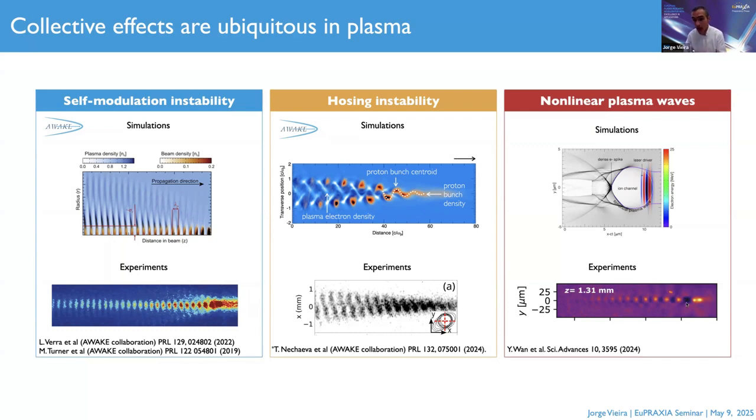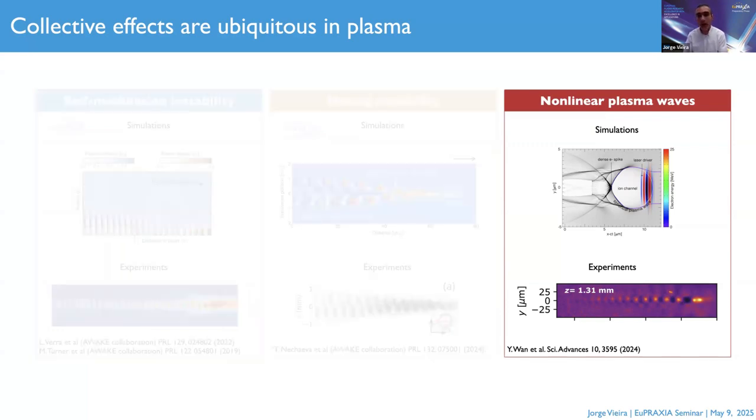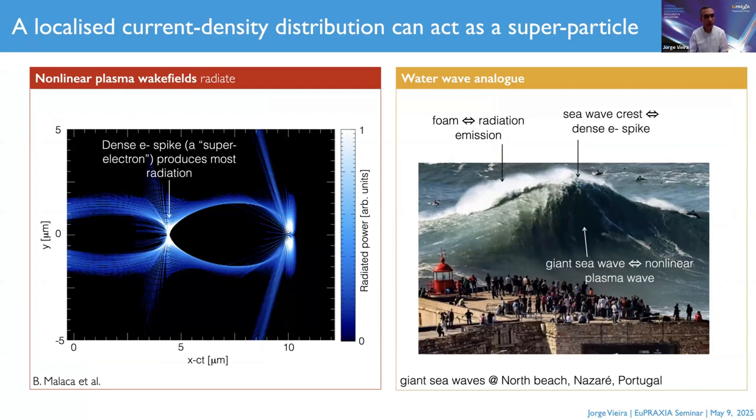These nonlinear plasma waves do exist. They have been measured experimentally. Their fine structure has been measured. And they also radiate. Here we see an image of the radiated power from a nonlinear plasma wave. Most of the radiation is emitted at the back of the plasma wave by this dense electron spike that is formed. Let's call it a super electron. This super electron actually produces most of the radiation of a nonlinear plasma wave itself.